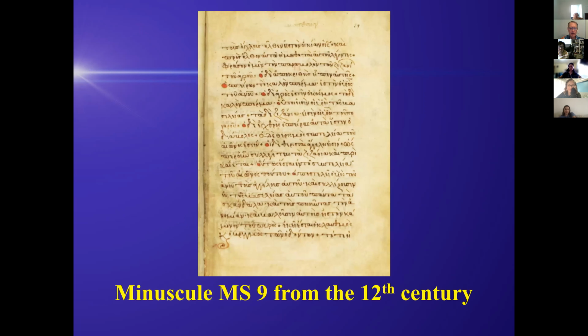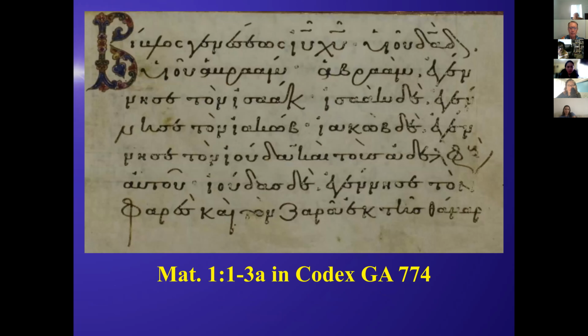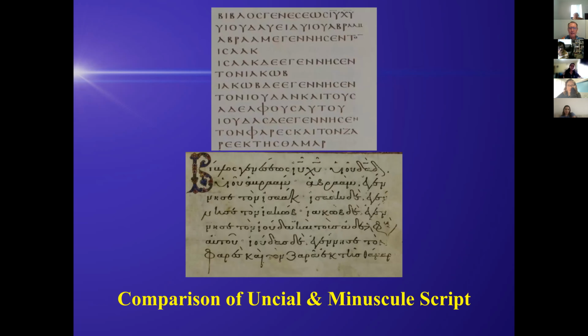Here is another minuscule manuscript. Here's a close-up of Matthew 1:1-3. Now let's compare then the uncial manuscript at the top with the minuscule at the bottom. See how much easier it would be to read the one at the top than the one at the bottom.